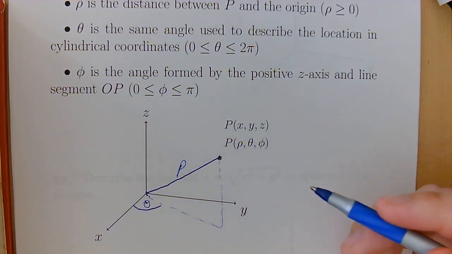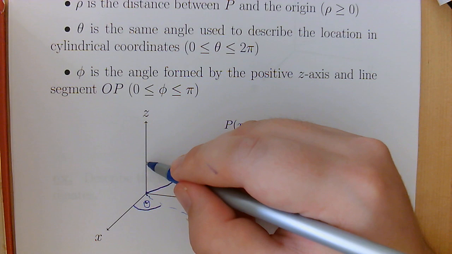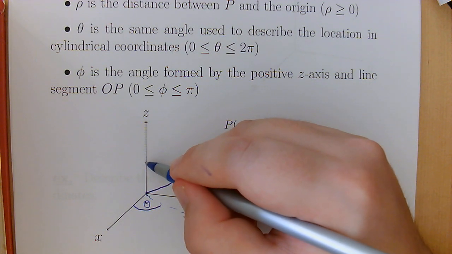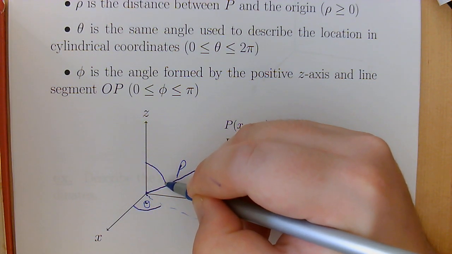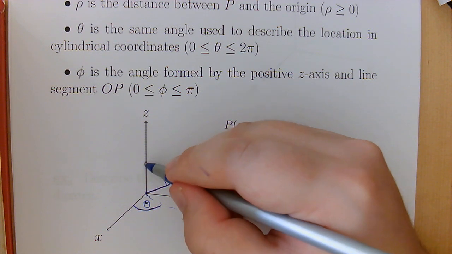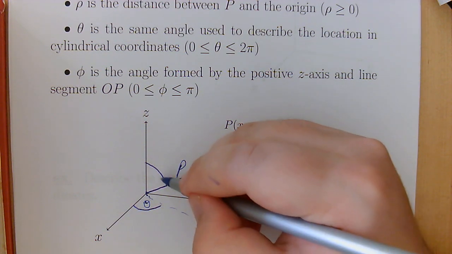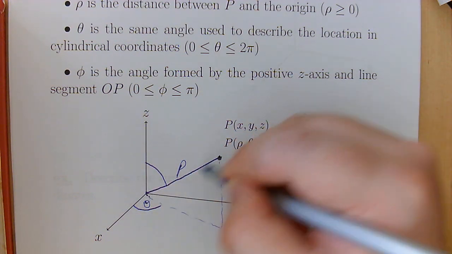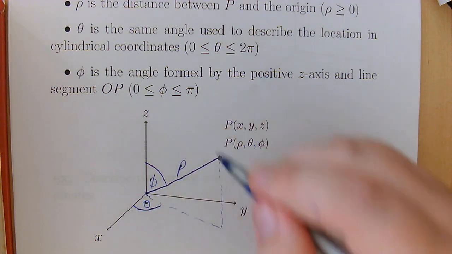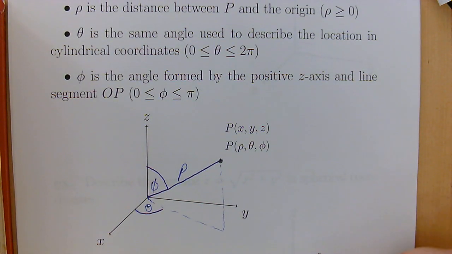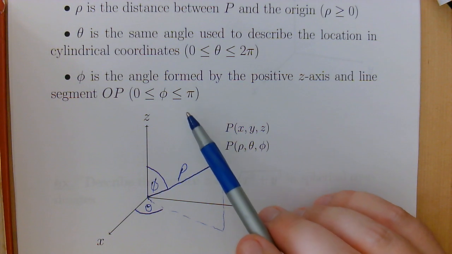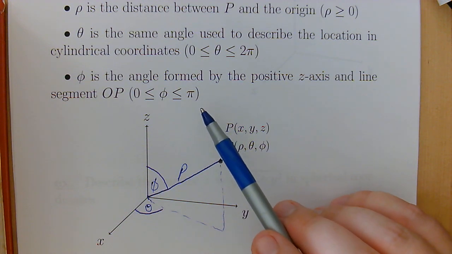And then phi is the angle formed by the positive z-axis and the line segment connecting this to the origin. So what is that going to look like? Well, we start at z equals 0, and then we rotate downwards towards the xy plane. And we're going to come down this angle, and then we're going to crash into our line segment here. So this angle right here is going to be phi. And the thing that trips a lot of people up about this is phi is only going to go between 0 and pi.